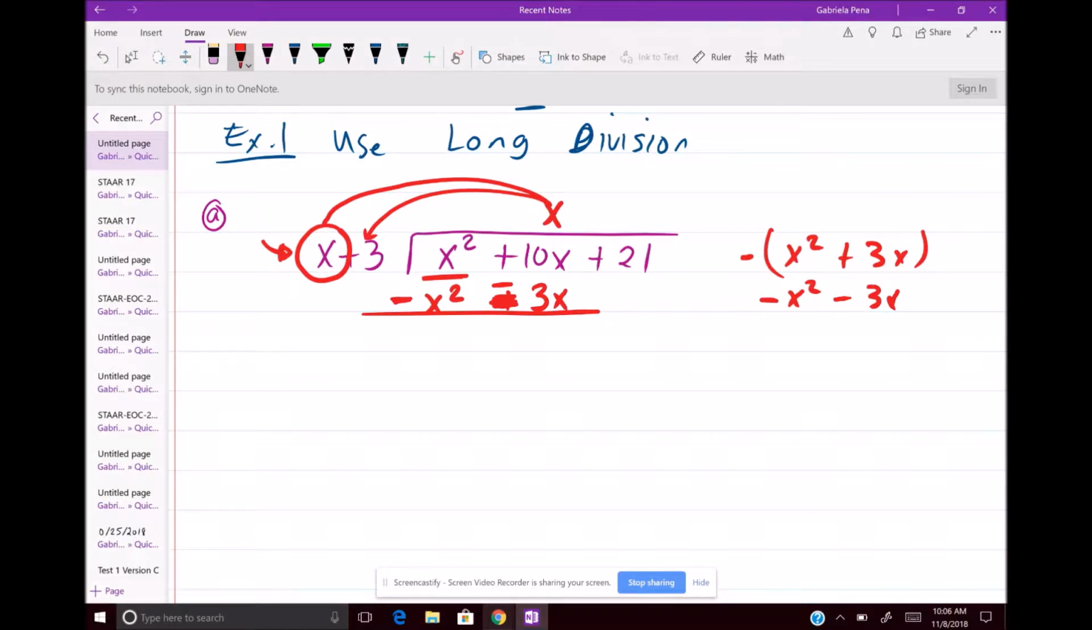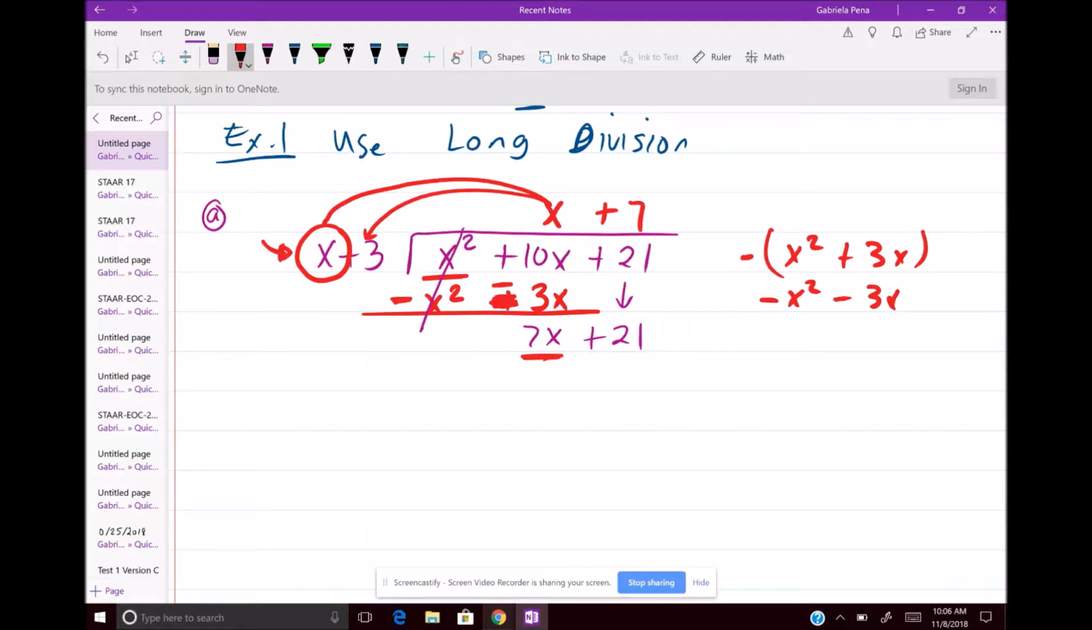So what happens when you have an x squared minus x squared? Cancels. And that's the whole purpose behind it. Those need to cancel and it has to start getting smaller. What is 10x minus 3x? 7x. And then we bring down the 21. So now the question is, and it's always going to be, how do I get this number? How do I get a 7x if I have an x times 7, positive or negative?